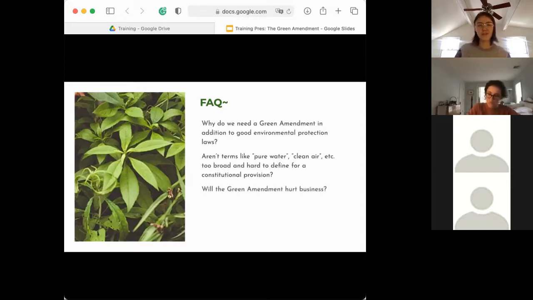Answer: no. If businesses violate our environmental rights, just like if they violate somebody's property rights, if they violate our freedom of speech rights, they will be penalized for that, and whatever they're doing to violate our rights will be stopped. But it's not going to hurt business just for the sake of hurting business.